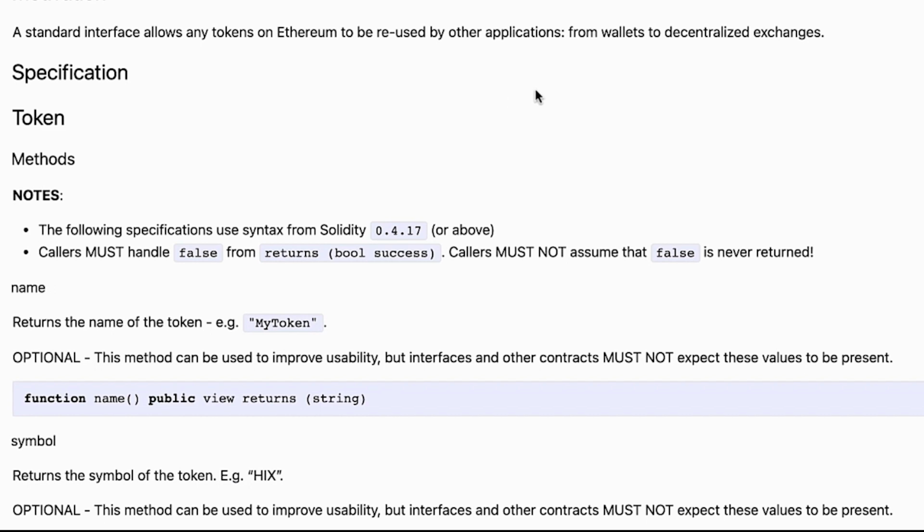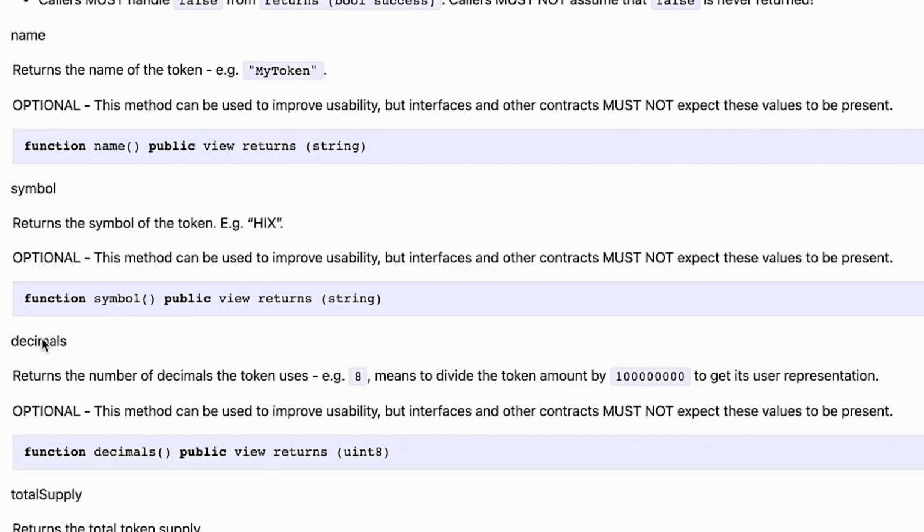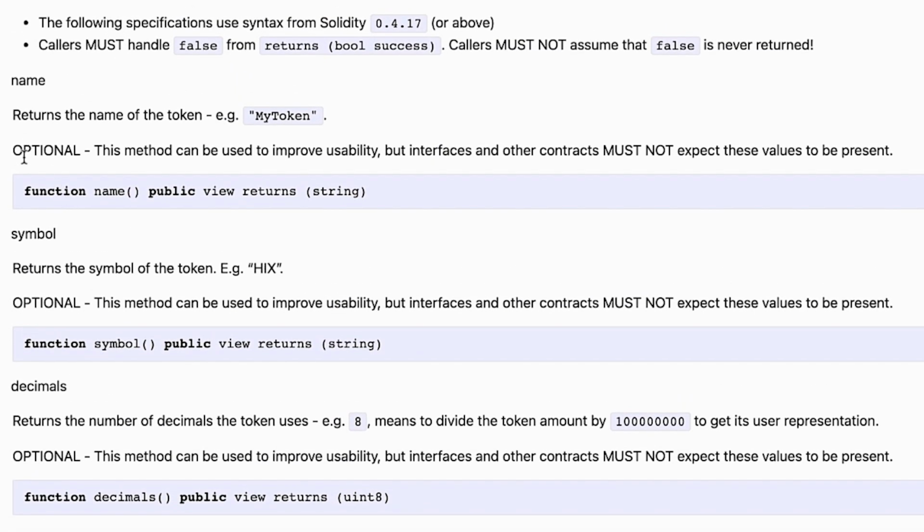And let's check the specification, which mostly defines an interface that all the tokens that want to be fully compliant with the ERC20 standard have to implement. Okay, so some of the things that this specification defines are functions that, as you can see, are optional. For instance, the name can help to improve usability and to allow users to see the name of a token, right? Like my token. The symbol, for instance, is also an optional function, but can help a lot to improve the usability, okay?